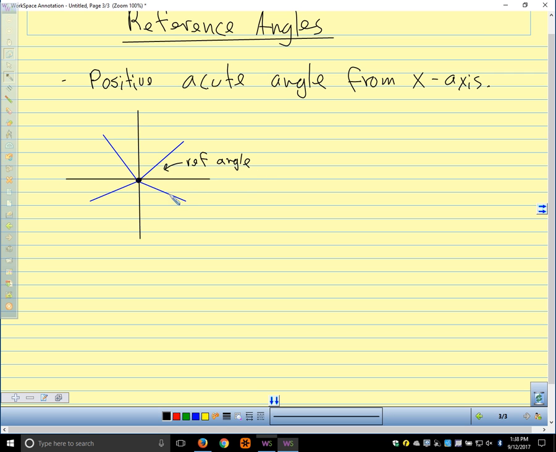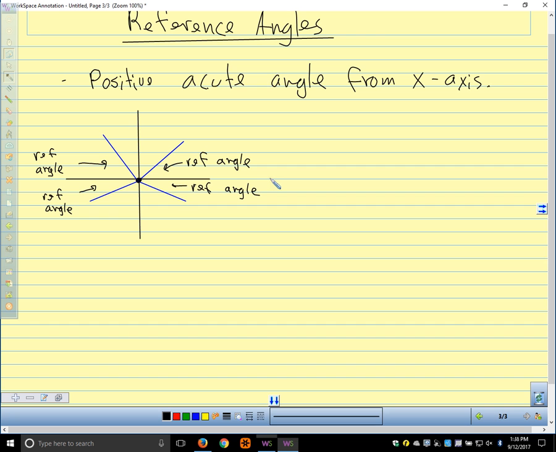So in the first quadrant, the reference angle and our angle in standard position are the same. In the second quadrant, this is a reference angle. In the third quadrant, this angle is a reference angle. And in the fourth, that is our reference angle.